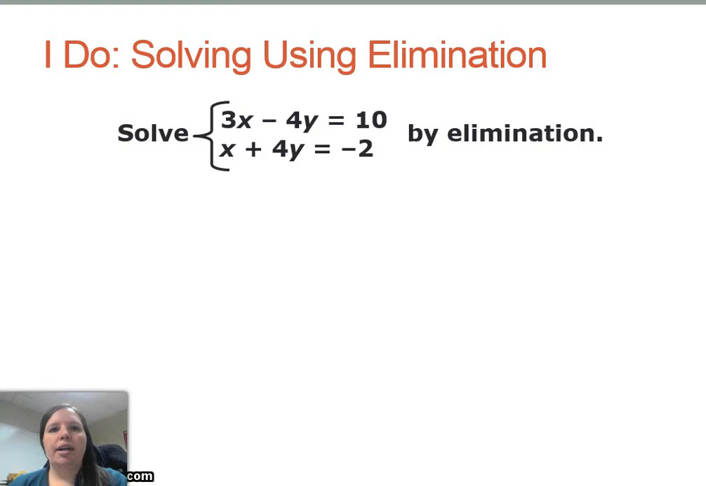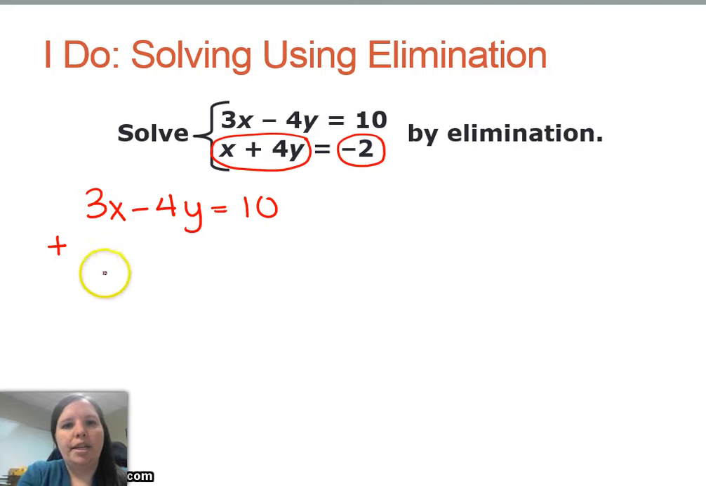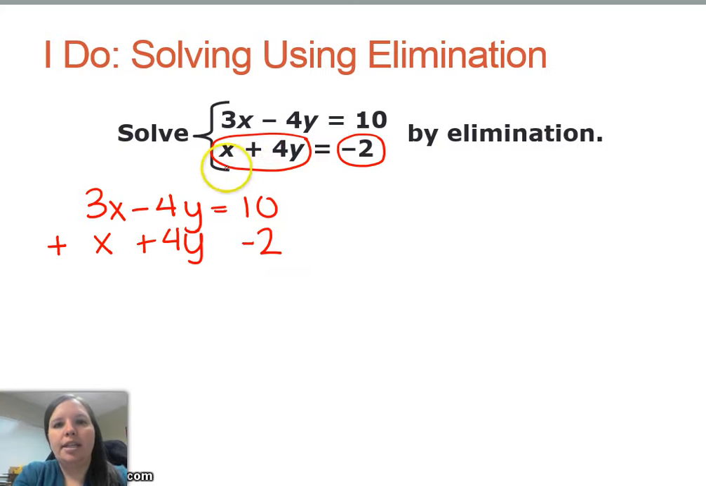So to solve using elimination, I'm going to take my first equation and add on to the left side and to the right side what I have in this second equation, which is that x plus 4y is equal to -2. So on the left side of the equation, I'm going to add x plus 4y, and on the right side, I'm going to add on -2. Now, why can I do that? It's because this statement is saying that x plus 4y is equal to -2. So if I add that on to both sides, in other words, really what I'm doing is adding the two equations together, then I haven't broken any rules.